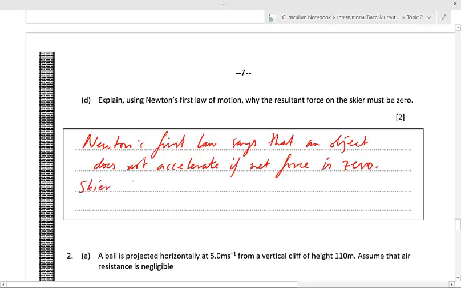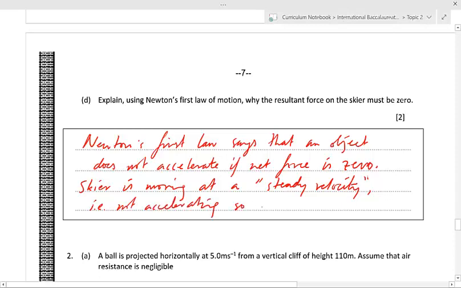The skier is moving at a steady velocity, i.e. not accelerating, so net force is 0. Okay, so the key here to get the full marks was to first show that you know what Newton's first law is, and then to link it to the problem.